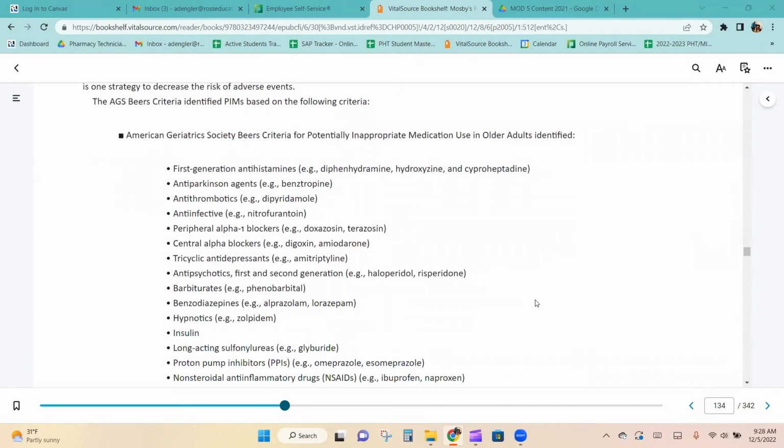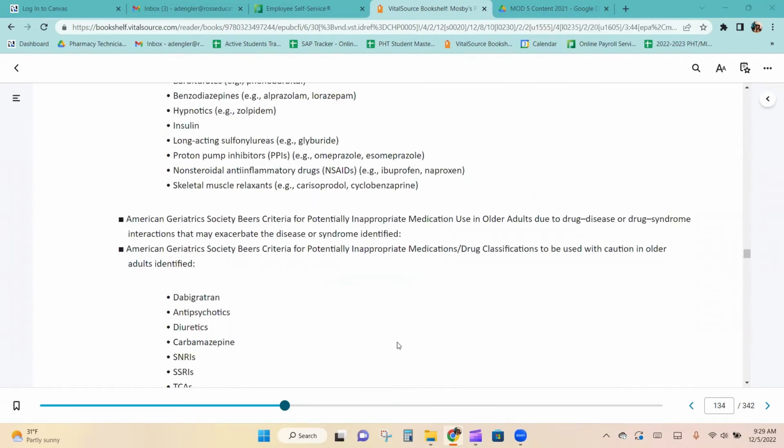The American Geriatrics Society Beers criteria for potentially inappropriate medication use in older adults identified: first generation antihistamines like diphenhydramine, which is Benadryl, and hydroxyzine, anti-Parkinson agents, antithrombotics, anti-infectives, peripheral alpha-1 blockers, central alpha blockers, tricyclic antidepressants, antipsychotics, first and second generation, barbiturates, benzodiazepines, hypnotics, insulin, long-acting sulfonylureas, proton pump inhibitors, non-steroidal anti-inflammatory drugs, and skeletal muscle relaxants.